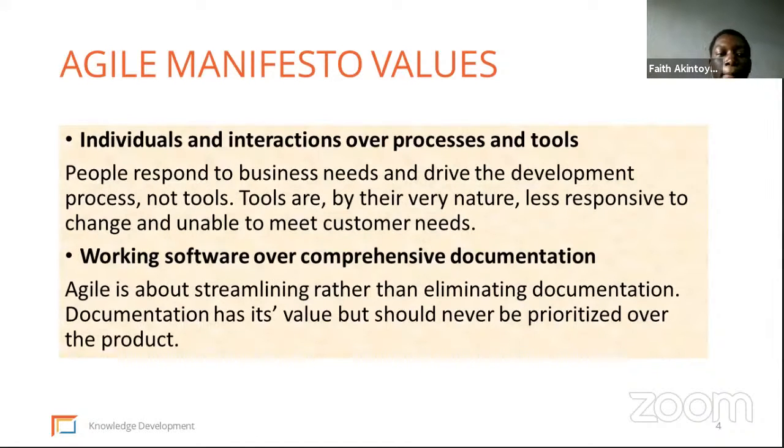But here, what we see about agile is that it focuses more on individuals and interactions. People respond to business needs and drive the development process, not tools. Tools are, by their very nature, less responsive to change and unable to meet customers. So what you can say about the agile model is that it is more people oriented.